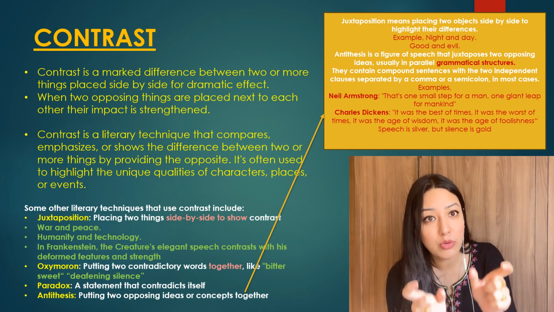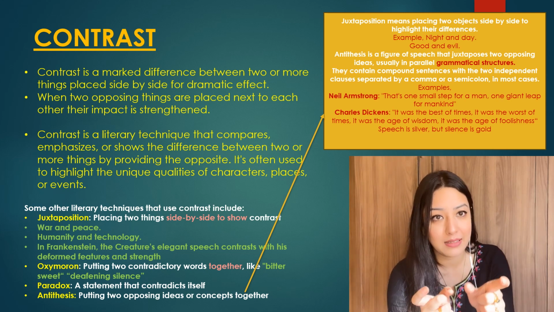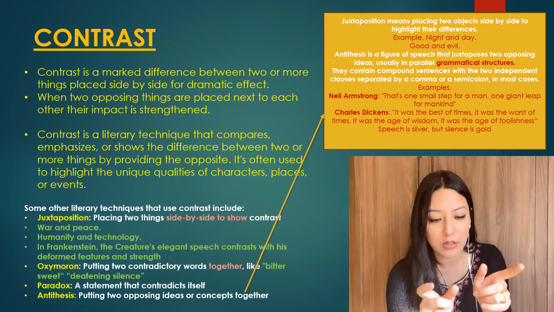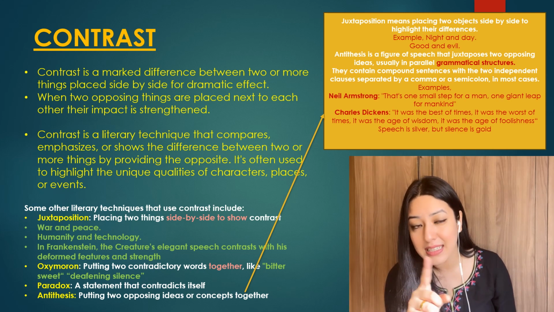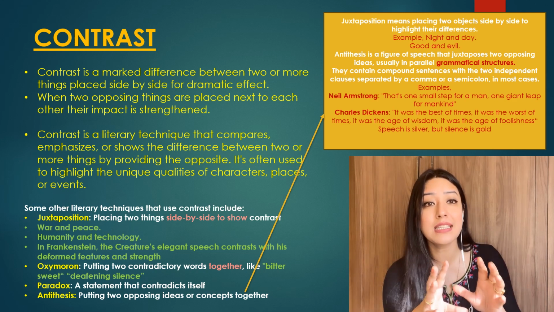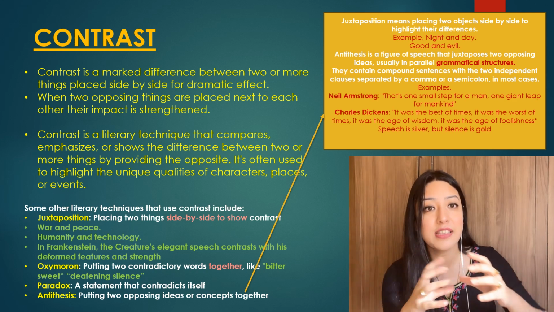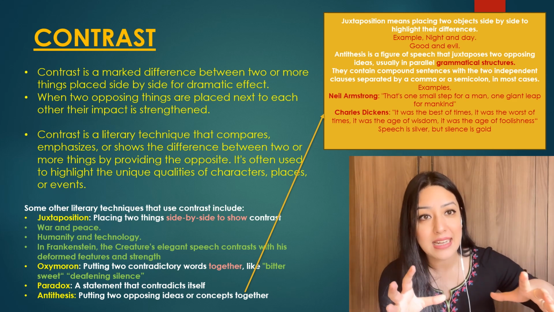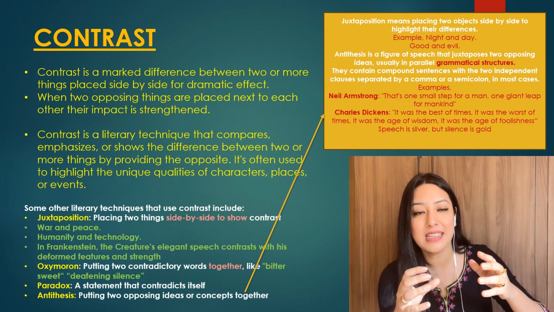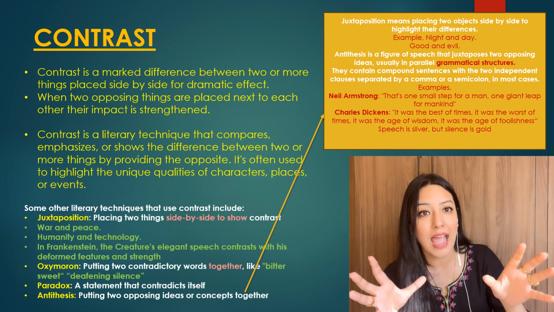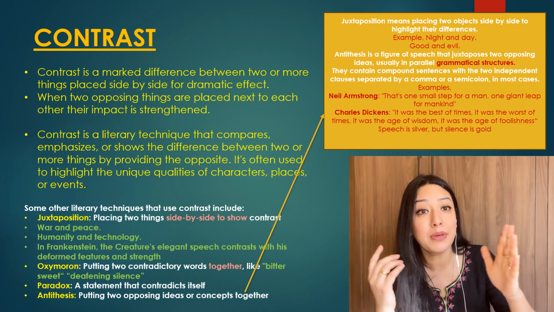So you have these two ideas put side by side, close together: night and day, good and evil. You're putting these opposing ideas side by side. Antithesis is different. Antithesis is like a whole sentence. It's a grammatical structure. Antithesis is longer. It's not just about putting ideas, okay? It is about one whole sentence, and usually it's separated by a comma.